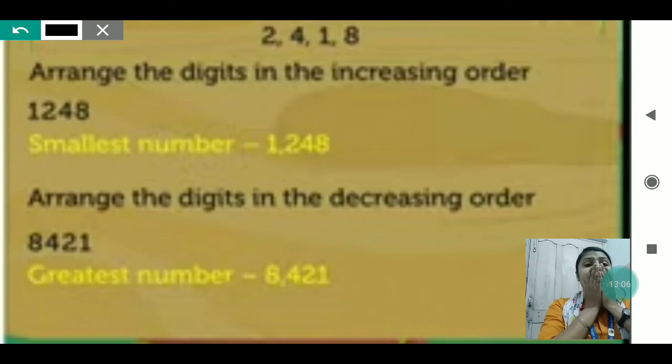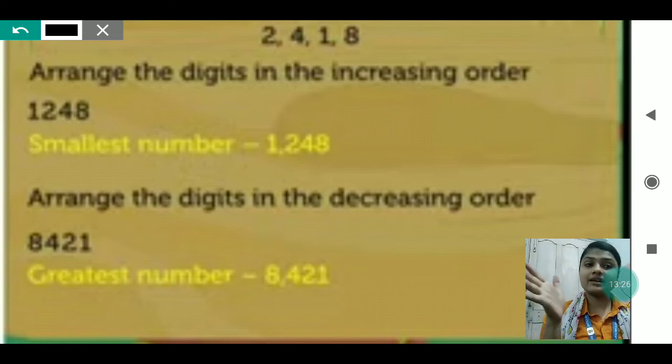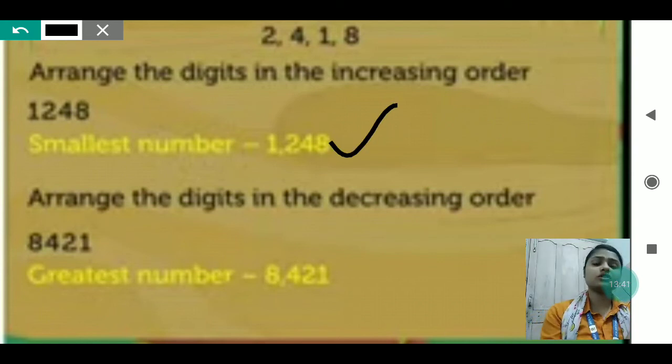Now we are going to see this one also. Like if it is written 2, 4, 1, 8, arrange the numbers in increasing order. What will you do? You will write 1, then 2, then 4, then 8. It is in increasing order. And when you are writing numbers in increasing order, meaning ascending order, suppose a 4-digit number is given and you have to form the smallest number using these digits. It means you have to arrange the digits in ascending order, from the smallest to the largest.